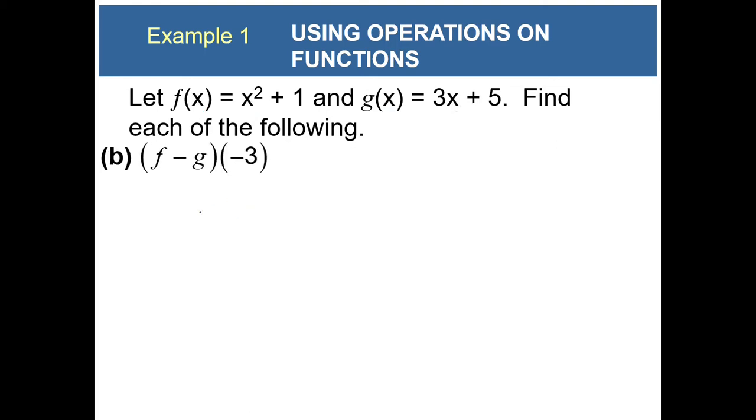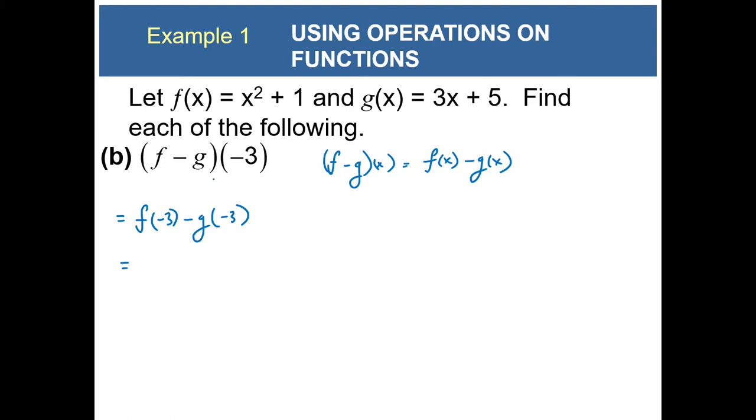Part B, we want to find f minus g of negative 3 with the same functions as earlier. We'll start with the definition. F minus g of x is equal to f of x minus g of x. So in this problem, we're going to plug in a negative 3 into both f and g. F of negative 3 minus g of negative 3.